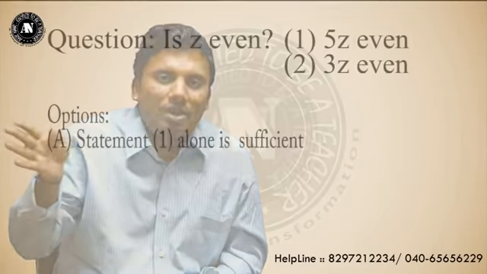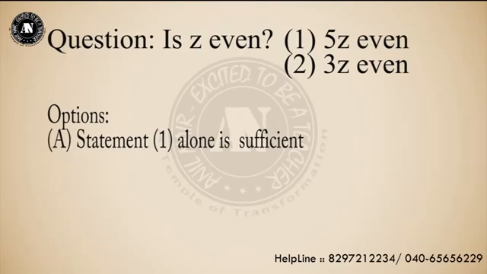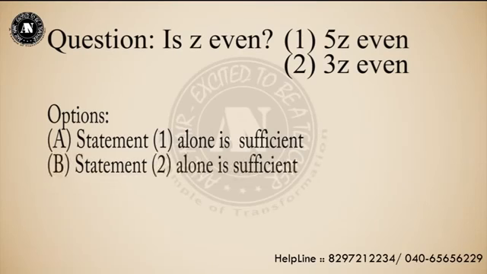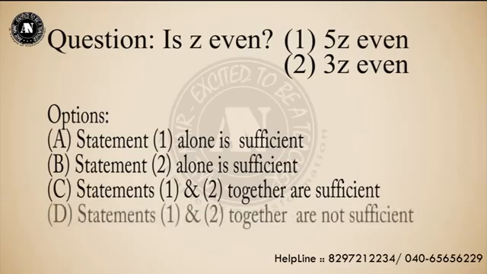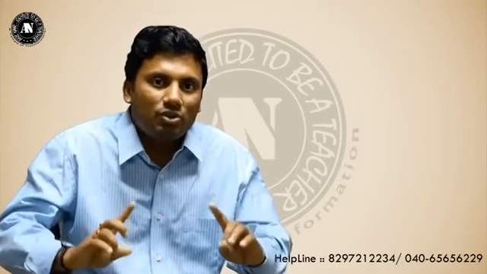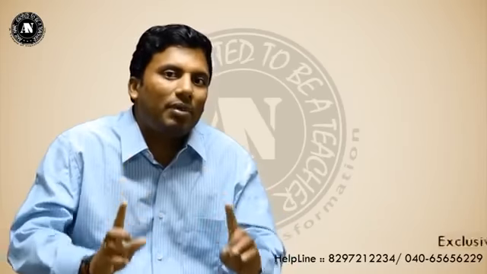The first option will be, statement 1 alone is required to solve the question. The second option will be, statement 2 alone is required to solve the question. The third, both statements 1 and 2 together are required to solve the question. The fourth one, even after combining both statements, you will not be able to get the answer. So a student is expected to tick mark any one of these four options.